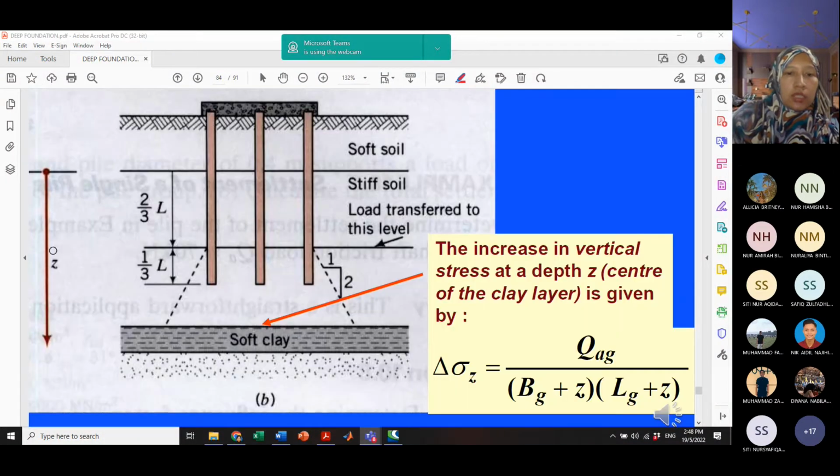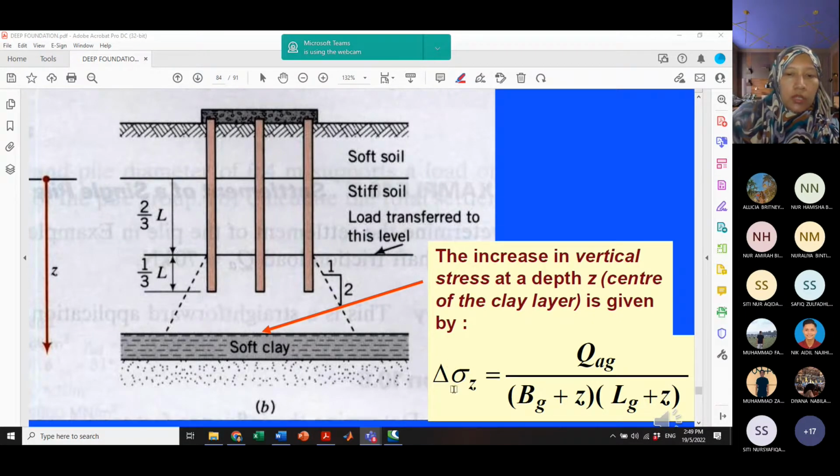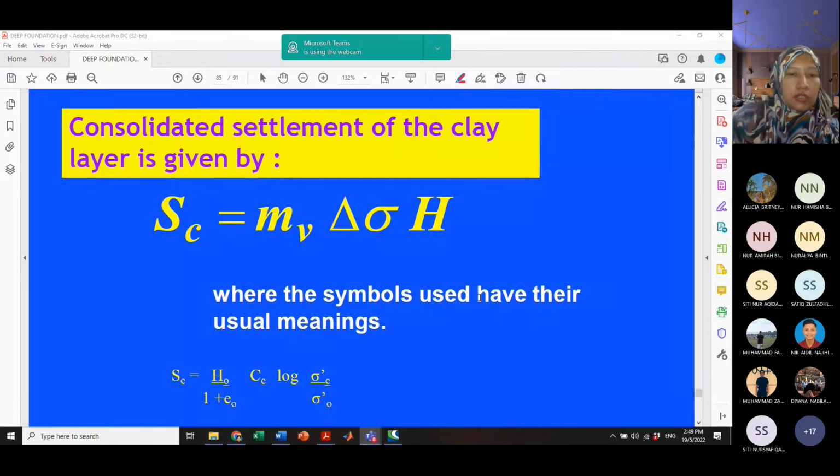Okay, this one is clearer than the previous one. We can see that from the top, 2/3 from L, then the load is transferred and the stress is distributed in 1 to 2, down to the bottom part. So now the estimation of the settlement due to the pile load can be found from this. Get delta sigma Z first, then you can put it into this formula. So the consolidation settlement of the clay layer is given by these equations. But the settlement can also be estimated from the second equation here.